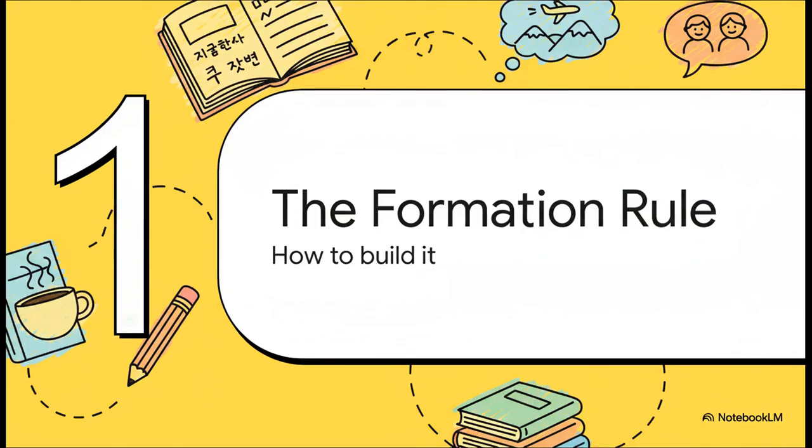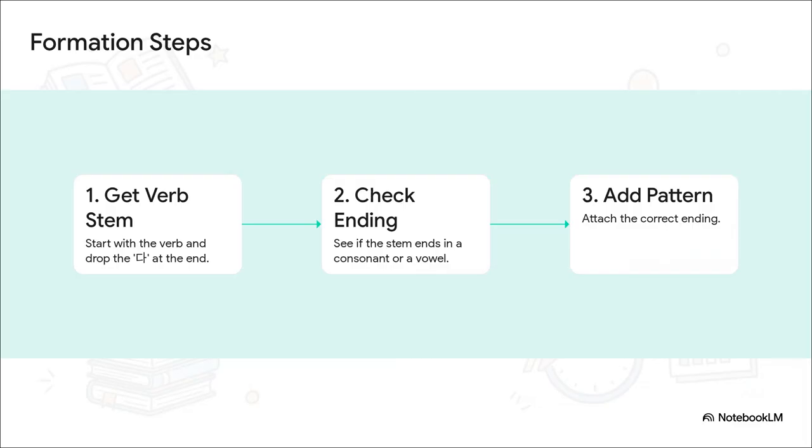So, how does it actually work? How do we build a sentence with this? Let's break down the rule. And don't worry, it's actually way simpler than it looks. We'll walk through it together. It's really just a simple three-step process. First, you grab your verb and chop off the da at the end to get what we call the verb stem. Easy enough, right? Second, you look at the very last letter of that stem. Is it a vowel or a consonant? That's the big question. And then third, you stick on the right ending based on that answer.